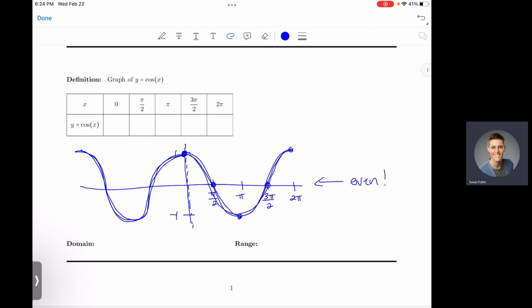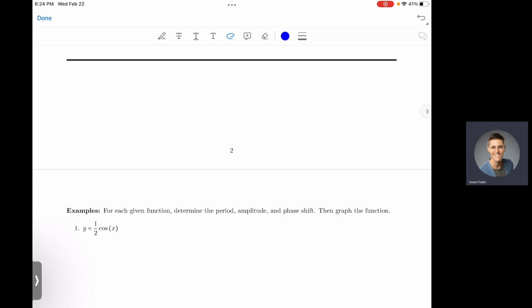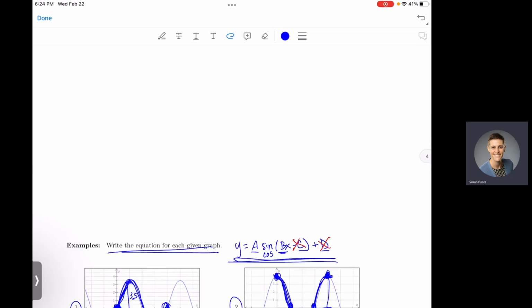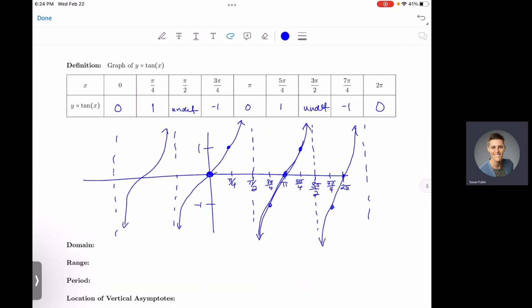Cool. Let's keep going here. I've got to get through all of the transformation stuff. Okay, here's the graph of tangent. Okay, is this even? So if I look at the y-axis here, is my left side a mirror image of the right side? No, it's definitely not even. How about rotational symmetry? Do I have rotational symmetry about the origin?